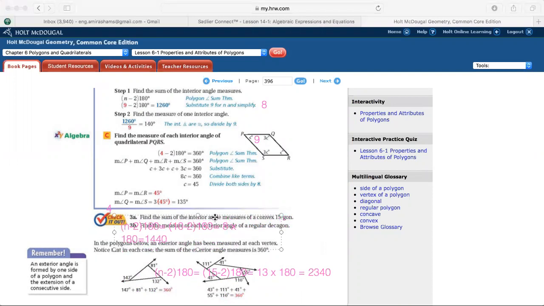But they want here to get each angle, and it is mentioned here it is regular, so all the angles are equal. So I'm going to divide 1440 by the number of angles. It is a decagon. Decagon means 10. So each angle is equal to 144.